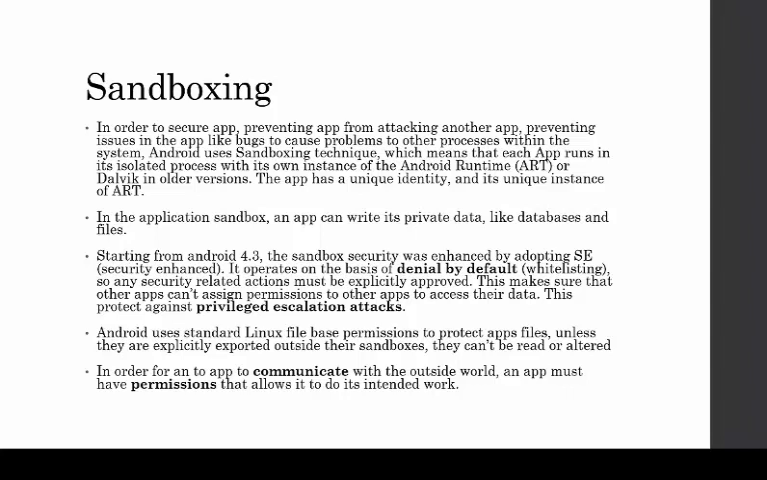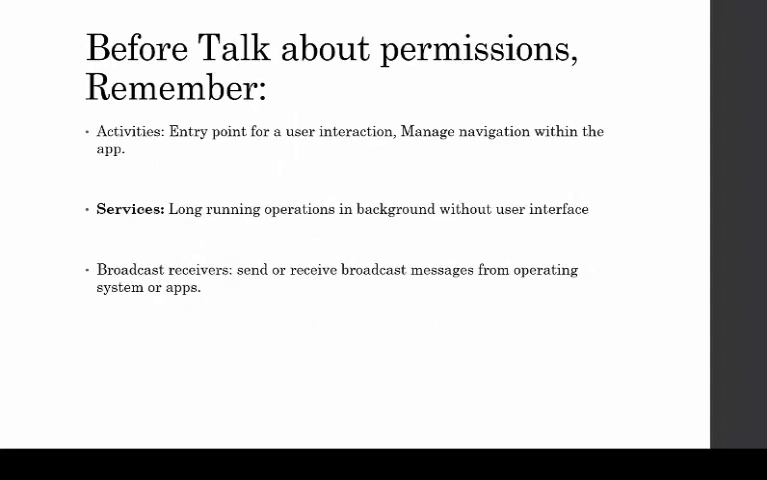In order for an app to communicate with the outside world, an app must have permissions that allow it to do its intended work. Before talking about permissions, remember: activities are the entry point for user interaction. They manage navigation within the app. Services are long-running operations in the background without a user interface. Broadcast receivers send or receive broadcast messages from the operating system or apps to indicate an occurring event.